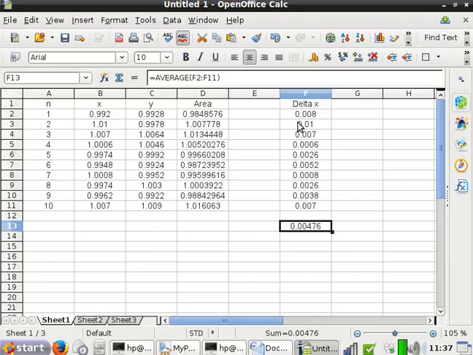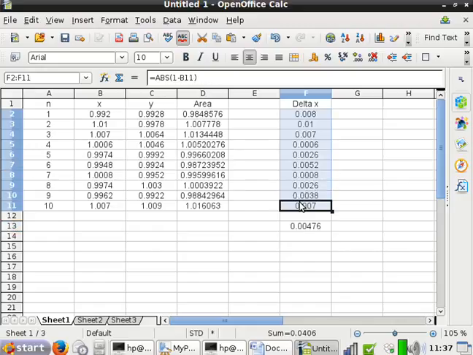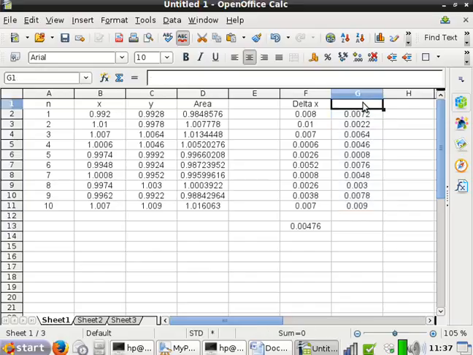Now, I'll do the same thing for Y, but it should be the same, because it's the same ruler. So if I just copy this over, this is delta Y. You see, it is about the same. Just the F column to the G. It's just the same for Y.